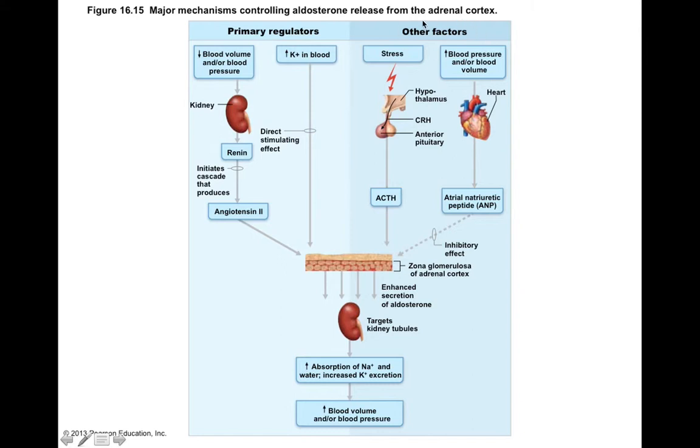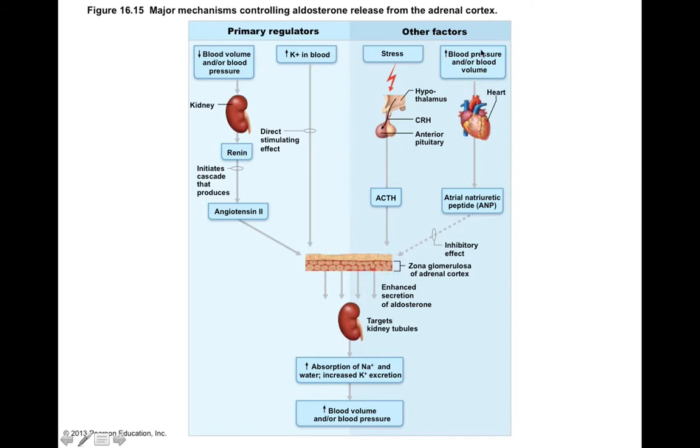Now, some of the other factors that lead to aldosterone release include stress, and stress causes adrenocorticotropic hormone, or ACTH, to be released by the anterior pituitary. And this ACTH actually stimulates the adrenal cortex, or zona glomerulosa, to release aldosterone.